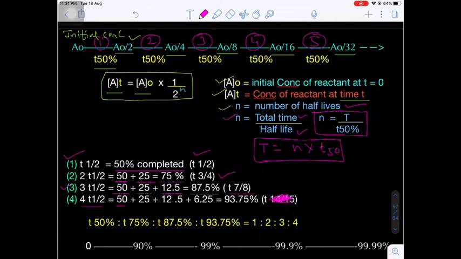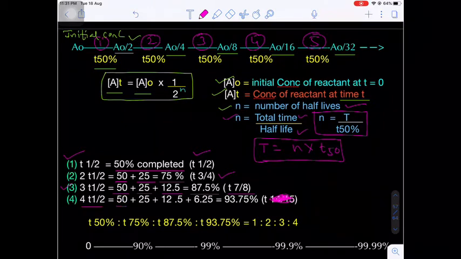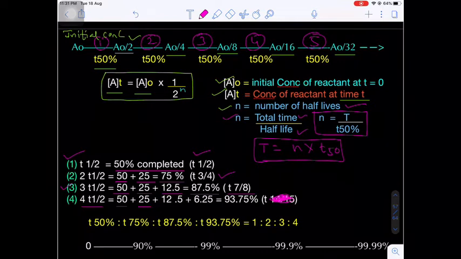Fourth half-life. That means in the first half-life 50% is completed. Out of the remaining 50%, in the next half-life 25% gets completed. Out of the remaining 25, the next will be 12.5% completed. Out of the remaining 12.5, the fourth half-life will complete 6.25%. Total 93.75, which is indirectly 15/16. Are you getting my point?